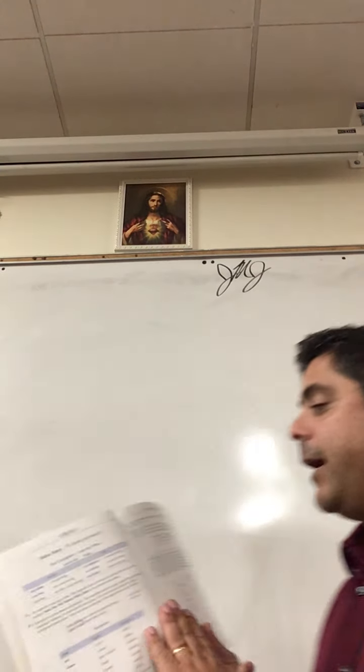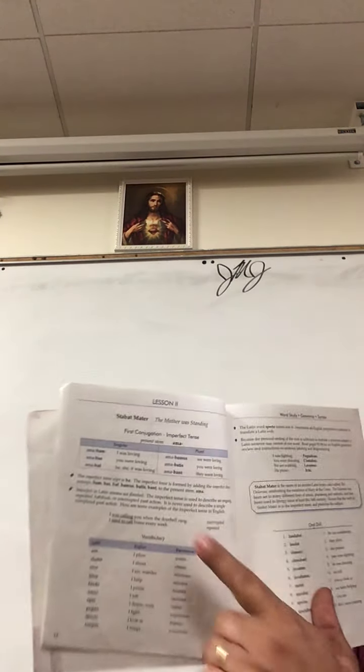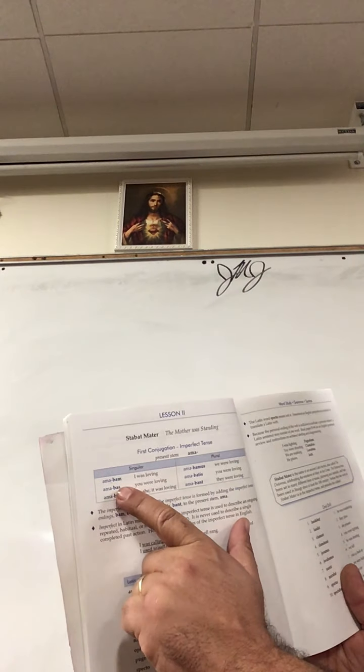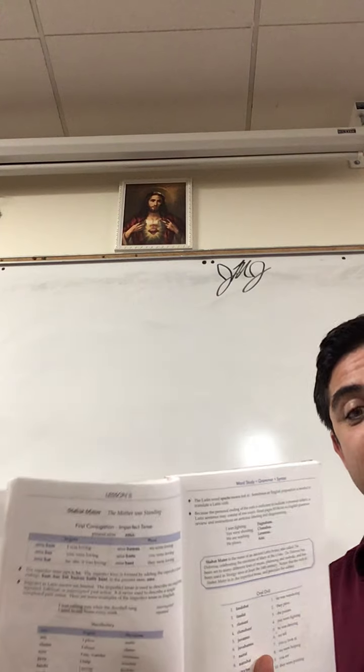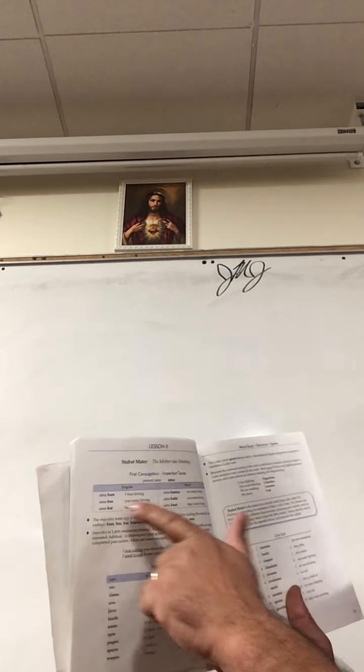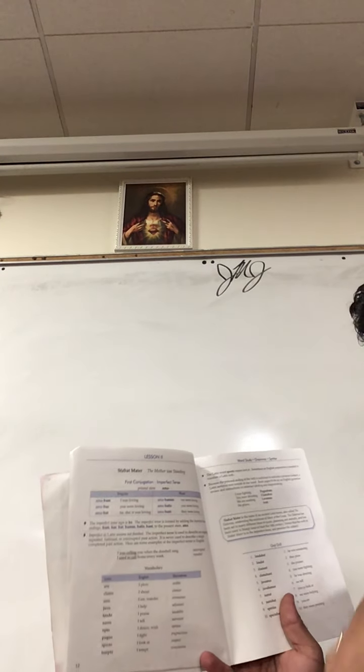But first, let's just look at this. Here are the imperfect tense endings. They are bam, bas, bat, bamus, batis, bant. Memorize those. Bam, bas, bat, bamus, batis, bant.